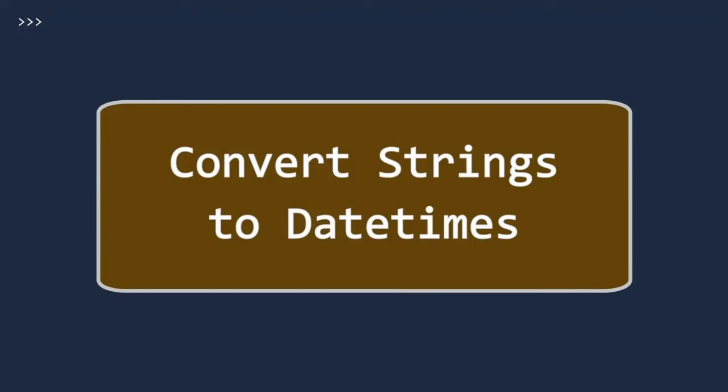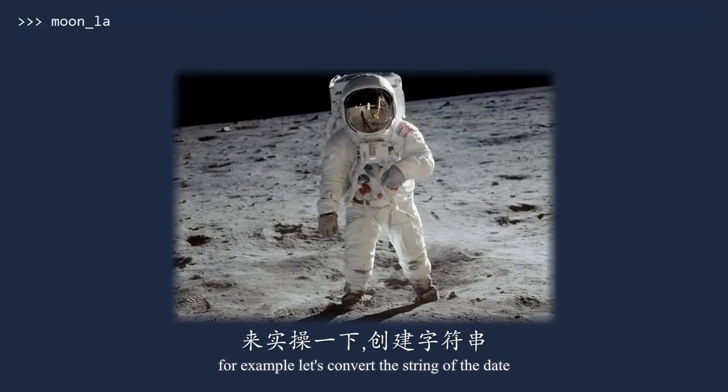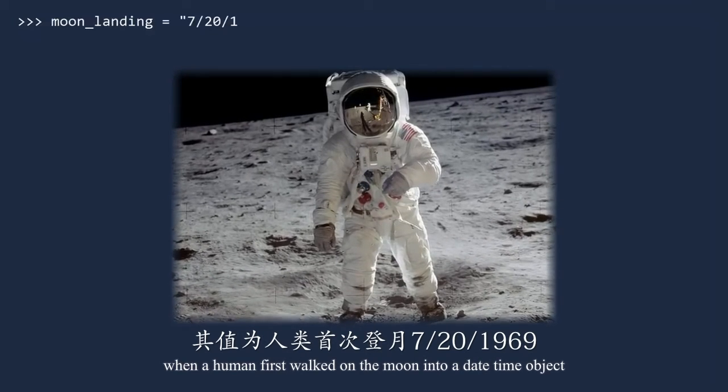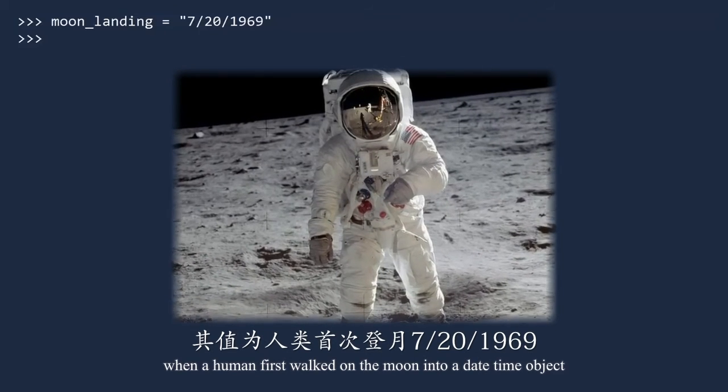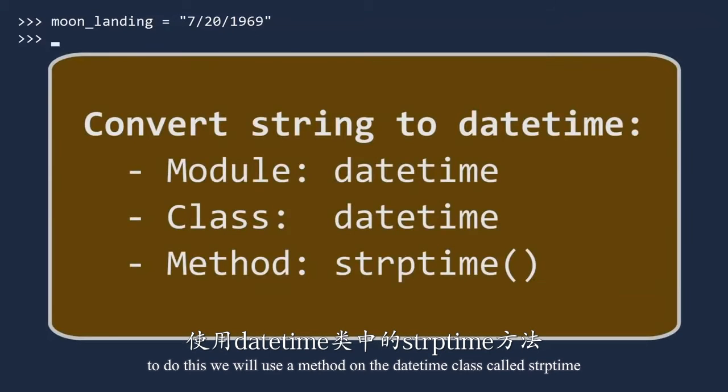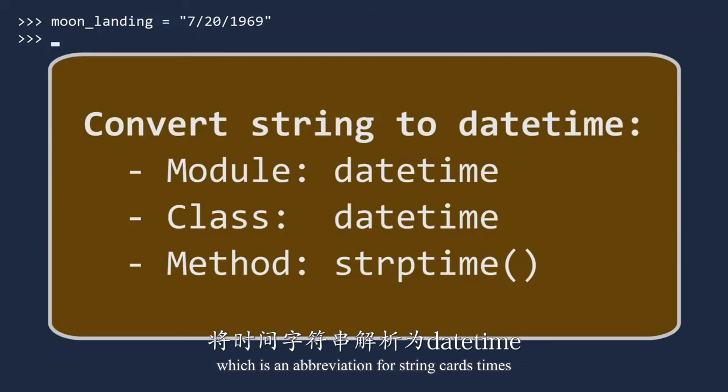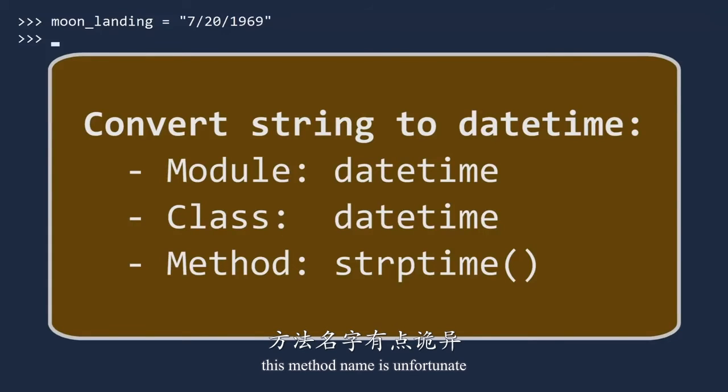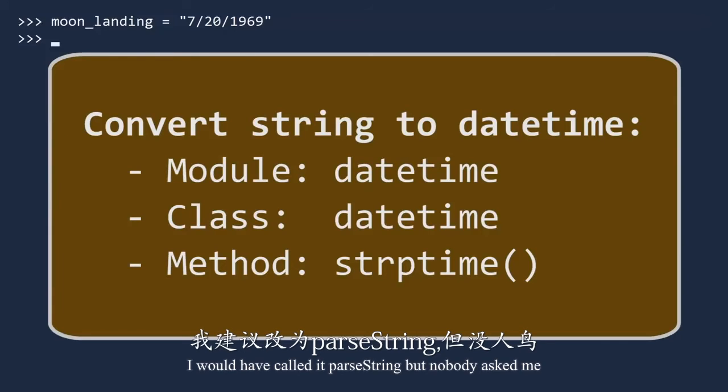Another common task is to take a string representation of a datetime and convert it into a datetime object. For example, let's convert the string of the date when a human first walked on the moon into a datetime object. To do this, we will use a method on the datetime class called strptime, which is an abbreviation for string parse time. This method name is unfortunate, since it is used to parse both dates and times. I would have called it parse string, but nobody asked me.